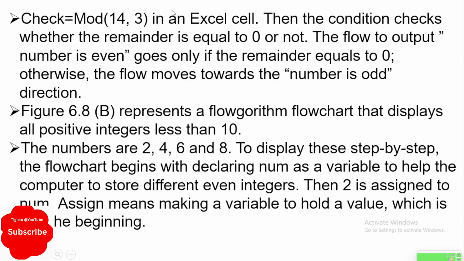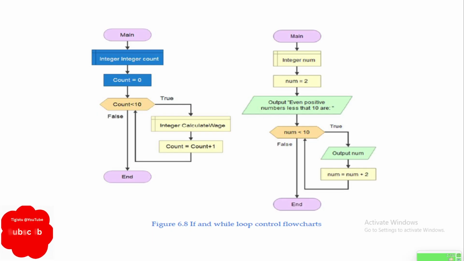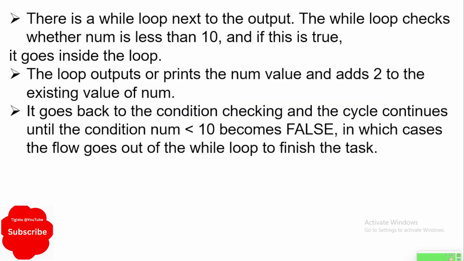Then the condition checks whether the remainder is equal to 0 or not. The flow to output the number is even goes only if the remainder is equal to 0. Otherwise, the flow moves towards the number is odd direction. For this problem, in this video, let me prepare a flowchart.